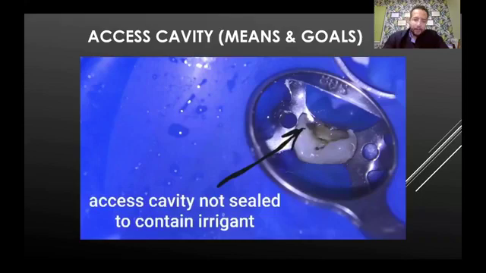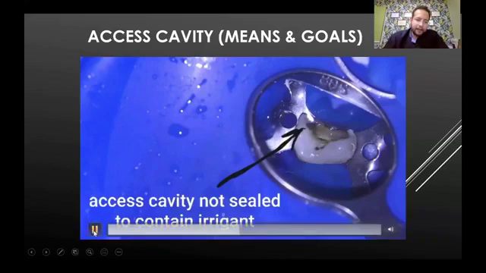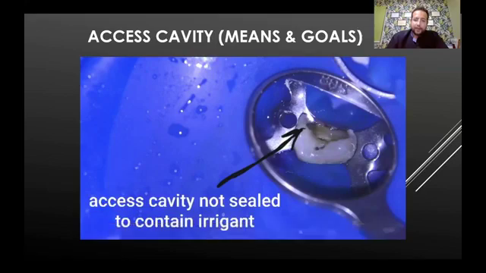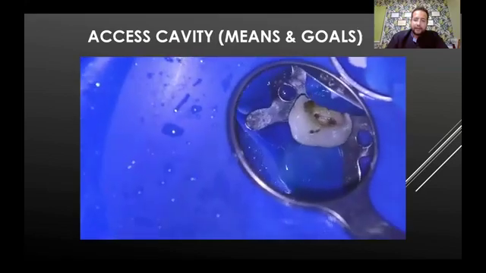Now what we have here in this access cavity, we have an access cavity not sealed to contain irrigant. Look, I will show you how you're gonna find the canals, but you will not achieve the goals of the access cavity. First, you don't have a sealed access cavity to contain irrigant. That's the first error in this access cavity design.